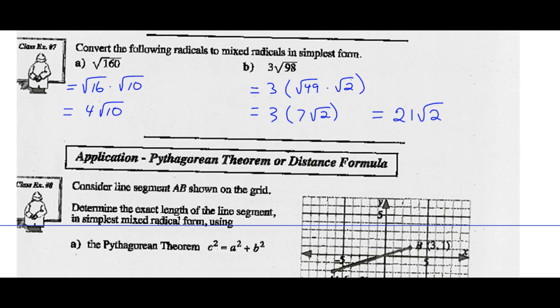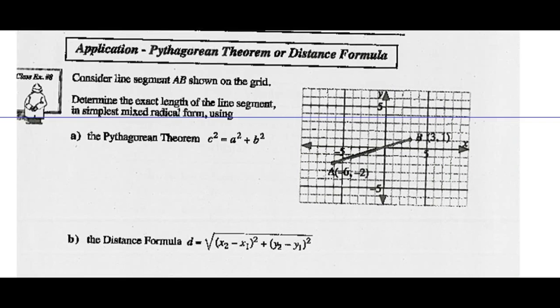An application of this would be using Pythagorean Theorem or the distance formula. Consider line segment AB on the grid. Determine the exact length of this line segment in simplest mixed radical form using Pythagoras' theorem. So if I use Pythagorean theorem, I will have to make this into a right angle triangle. So that is now a right angle triangle. I know this height is 1, 2, 3. I know this distance is 1, 2, 3, 4, 5, 6, 7, 8, 9.